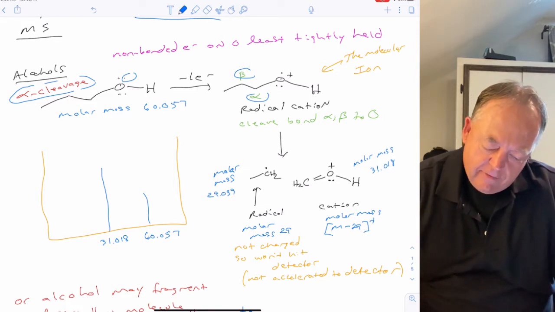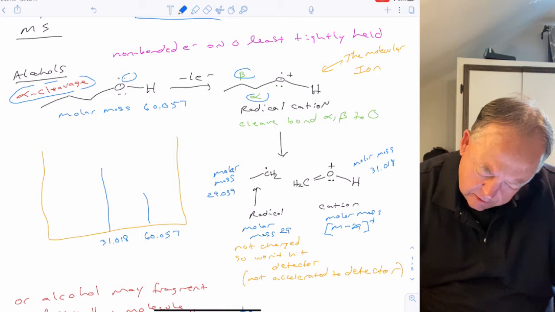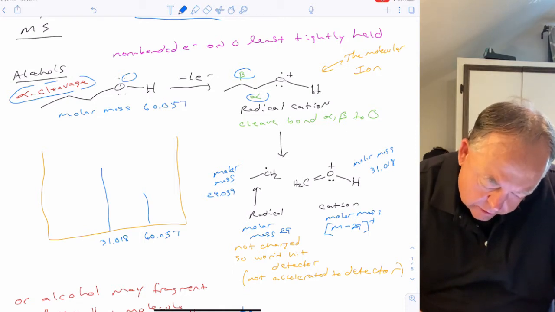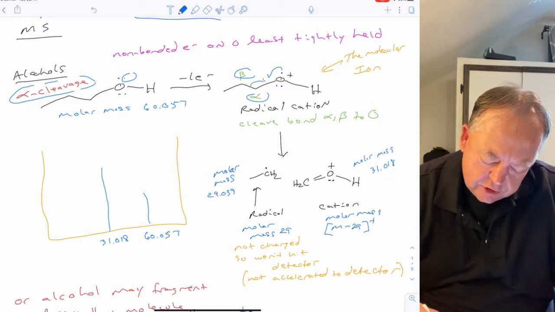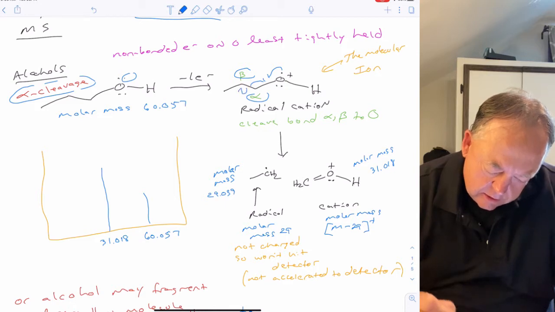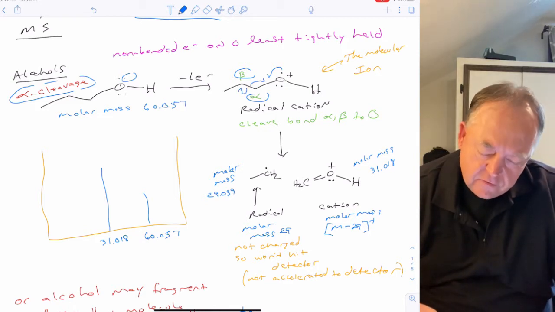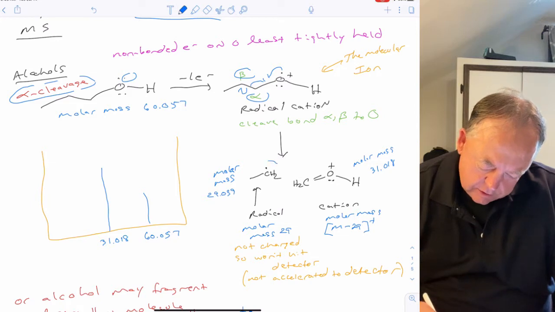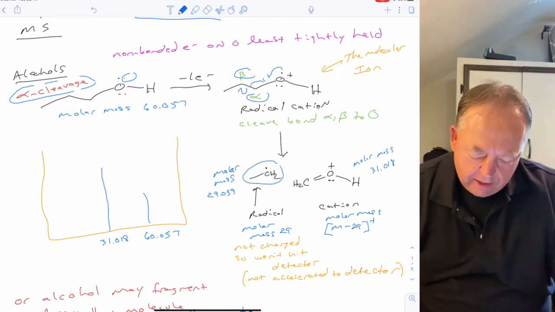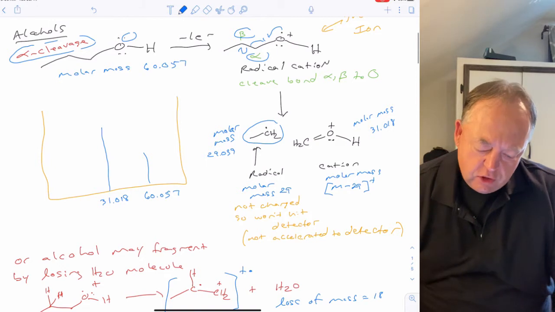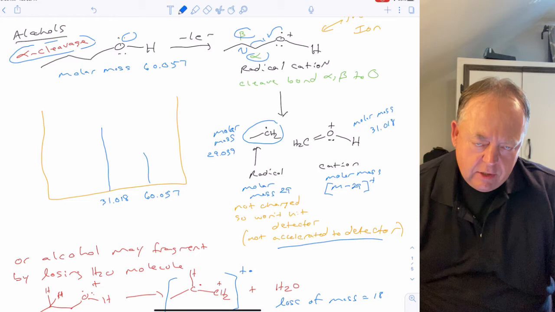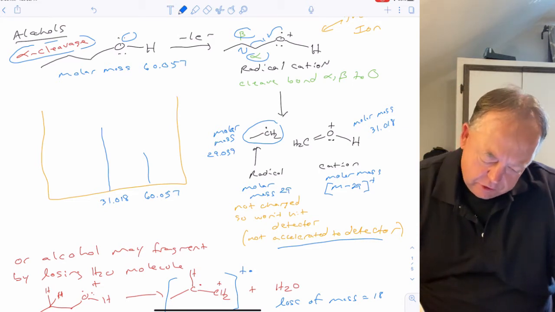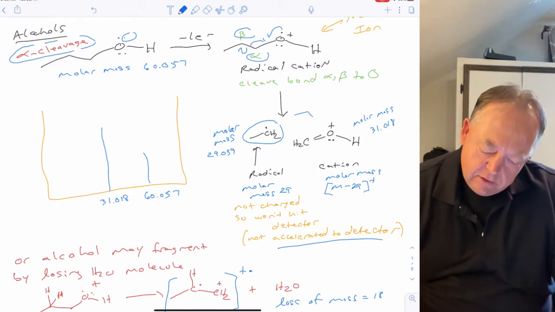So if we fragment the alpha beta bond, we take this one electron and move it down to make a double bond, and bring one of these electrons in the sigma bond over to make an oxygen carbon double bond, and then the other electron ends up on that carbon as a free radical. So you would make in this molecule the ethyl free radical, and that has no charge, so it will not be accelerated to the detector, so you would not see a peak for that. But what you would see is a peak for this.